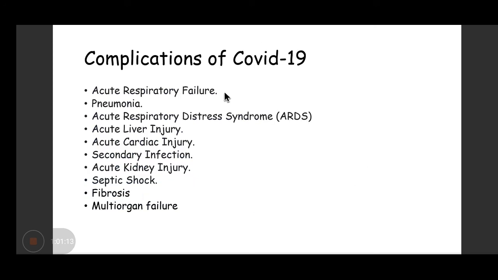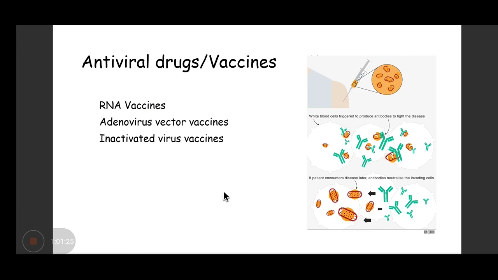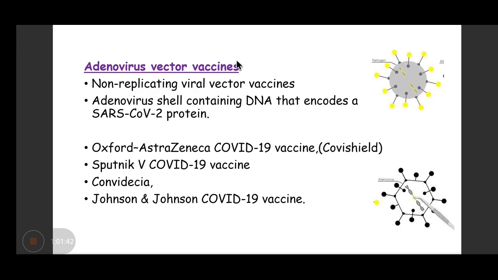Complications of COVID-19: acute respiratory failure, pneumonia, acute respiratory distress syndrome, acute liver injury, cardiac injury, secondary infection, acute kidney injury, septic shock, fibrosis, and multi-organ failure. Antiviral drugs and vaccines. Now coming to the vaccines, luckily we have vaccines available now for coronavirus. There are 3 types of vaccines: RNA vaccine, adenovirus vector vaccine, and inactivated virus vaccine.